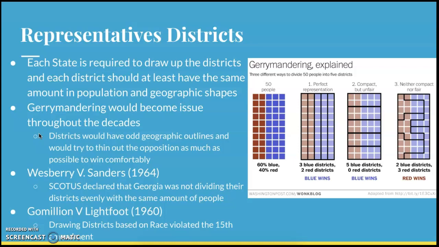Then we have Gomillion versus Lightfoot. There, districts were drawn up based on race, trying to win the vote on just pure race. Again, that was declared by the Supreme Court as unconstitutional. So those are some ways that gerrymandering has been fought over the years, but it's still occurring to this day.